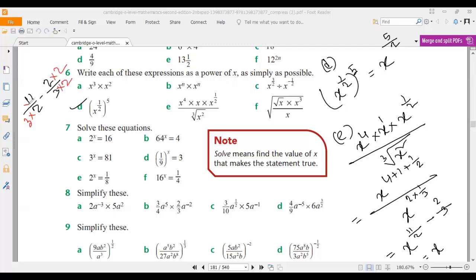Okay. Now what will be the final answer? 3 times 11 is 33, over the LCM 6. So 33 minus 4 will be 29. So my final answer will be x to the power 29 by 6.